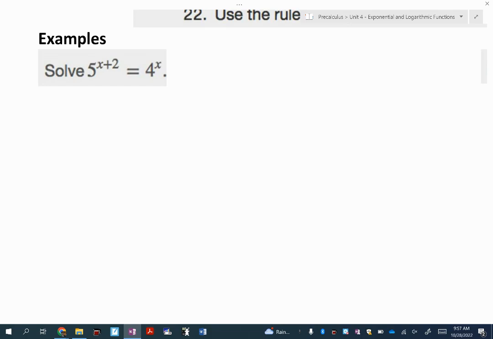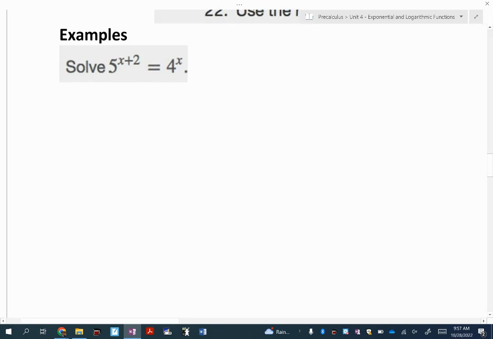So when you cannot rewrite them using the same base, what you're going to do is take the log of both sides. You can use log, you can use the natural log, you could use the log of any base if you cared. Most students will use the log with a base of 10, the common logarithm, but you can also use the natural logarithm. ln is fine.